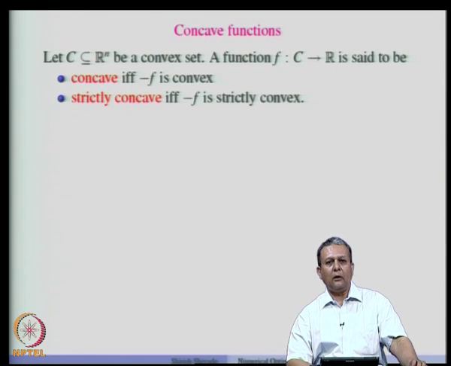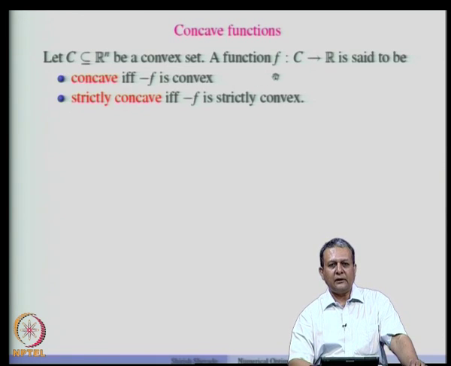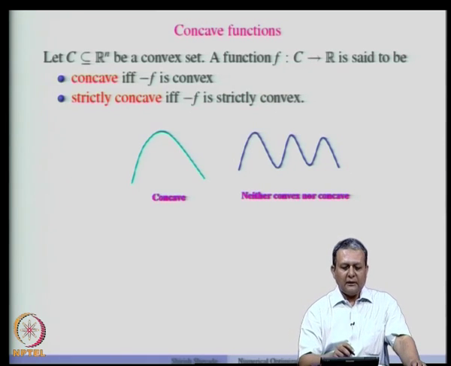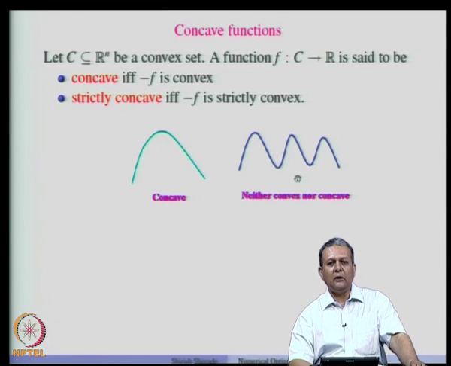Now, as I mentioned earlier, if you take a function f on a convex set C, that function is said to be concave if and only if minus f is convex, and it is said to be strictly concave if and only if minus f is strictly convex. So, here is an example of a concave function, and here is an example of a function which is neither convex nor concave.